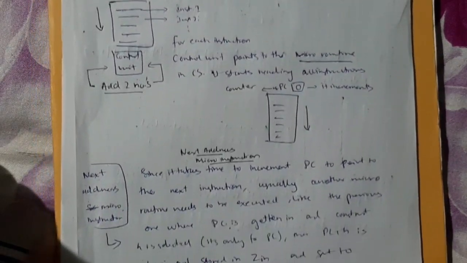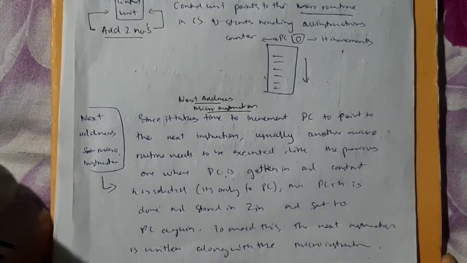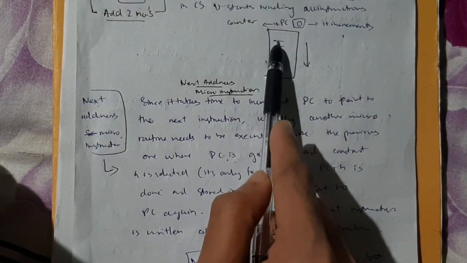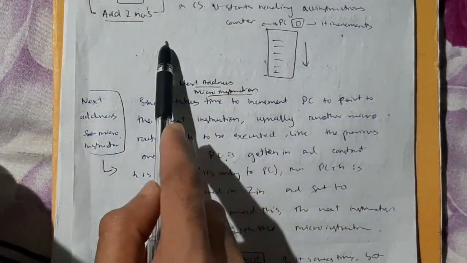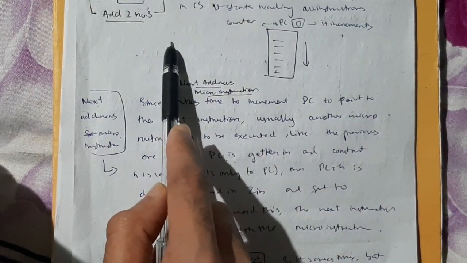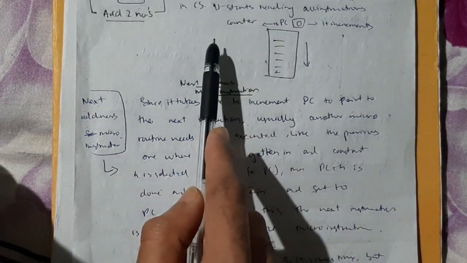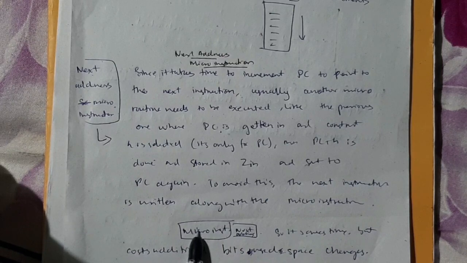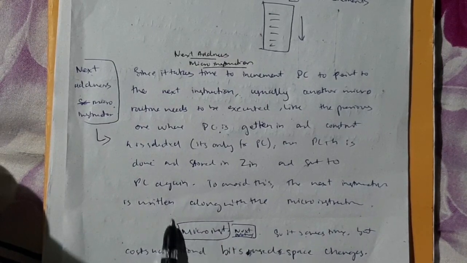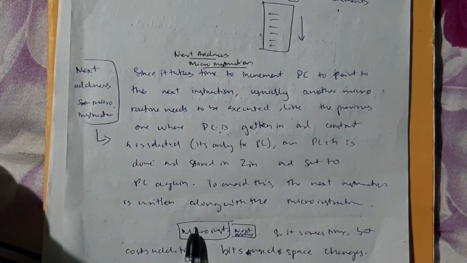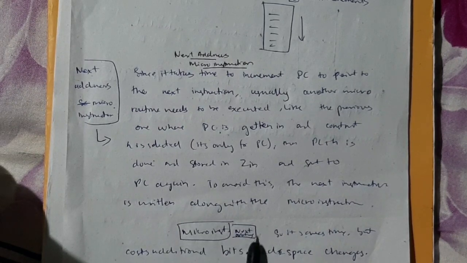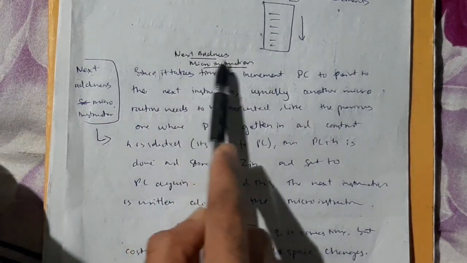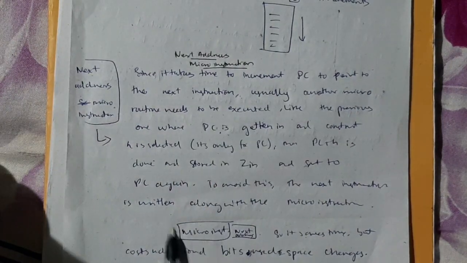Now there is one more topic here, which is the next address micro instruction. For an instruction to happen here, it will go to another place to get the address of the next location, so it is time consuming. What they can do is have the next address within the micro instruction as well. So the process will be faster, but the disadvantage is that you need an extra bit, which costs more money. That's the next address micro instruction.